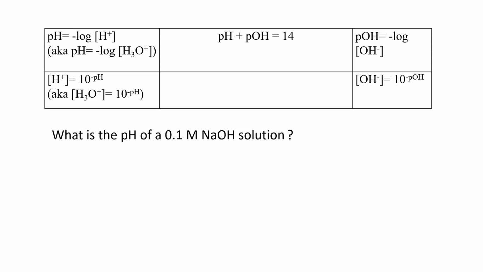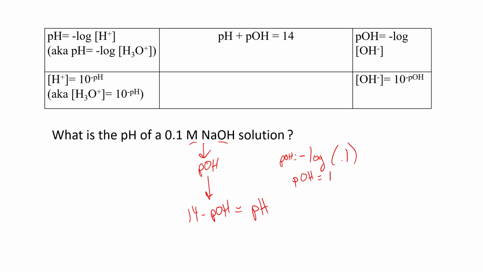So what is the pH of a 0.1 molar NaOH solution? So we're dealing with the molarity of a base, so this can get us to the pOH. And then we can do our 14 minus that to get to the pH. Again, remember to identify what's in your problem before calculating anything. So if we do this in our calculator, negative log of 0.1, we get a pOH of 1. Then we can do the 14 minus that pOH, and that gives us a pH of 13.